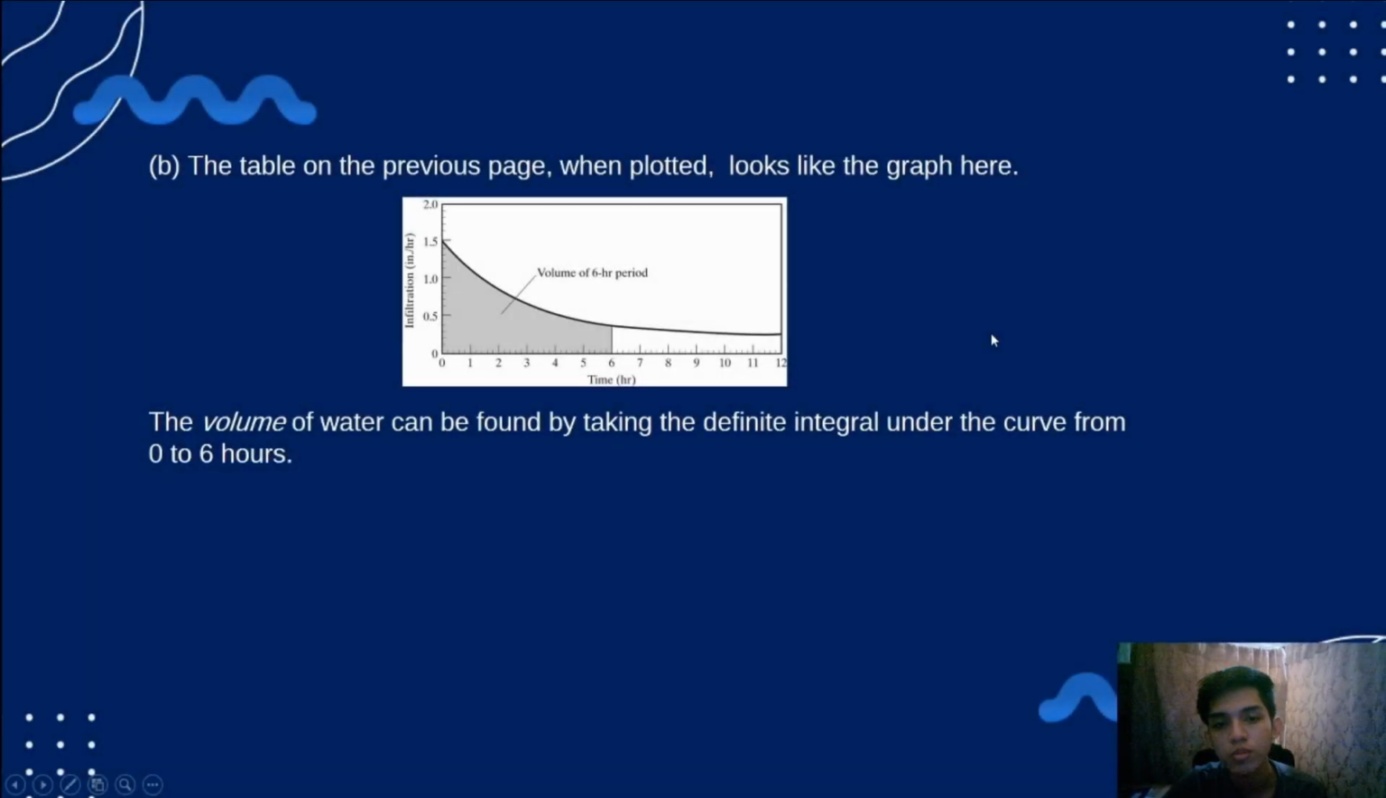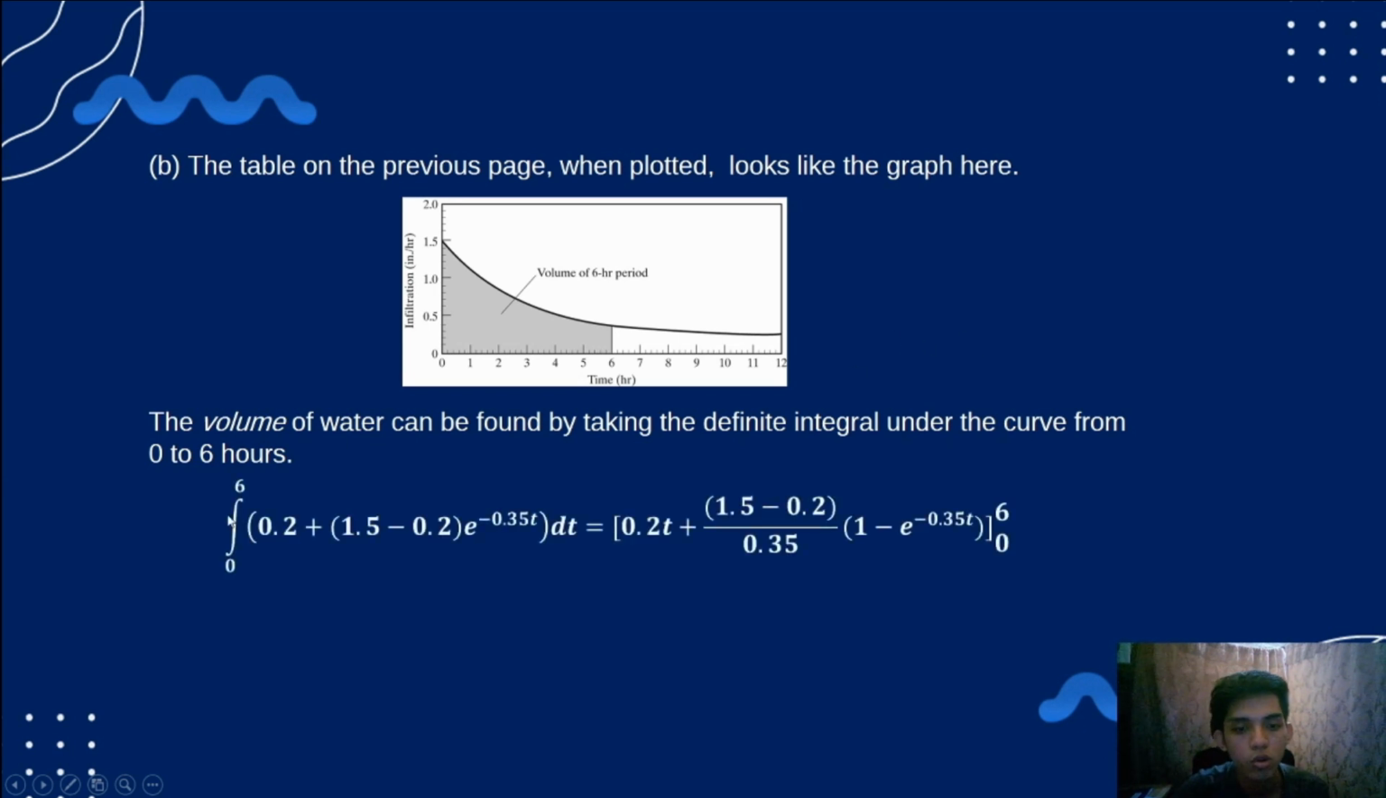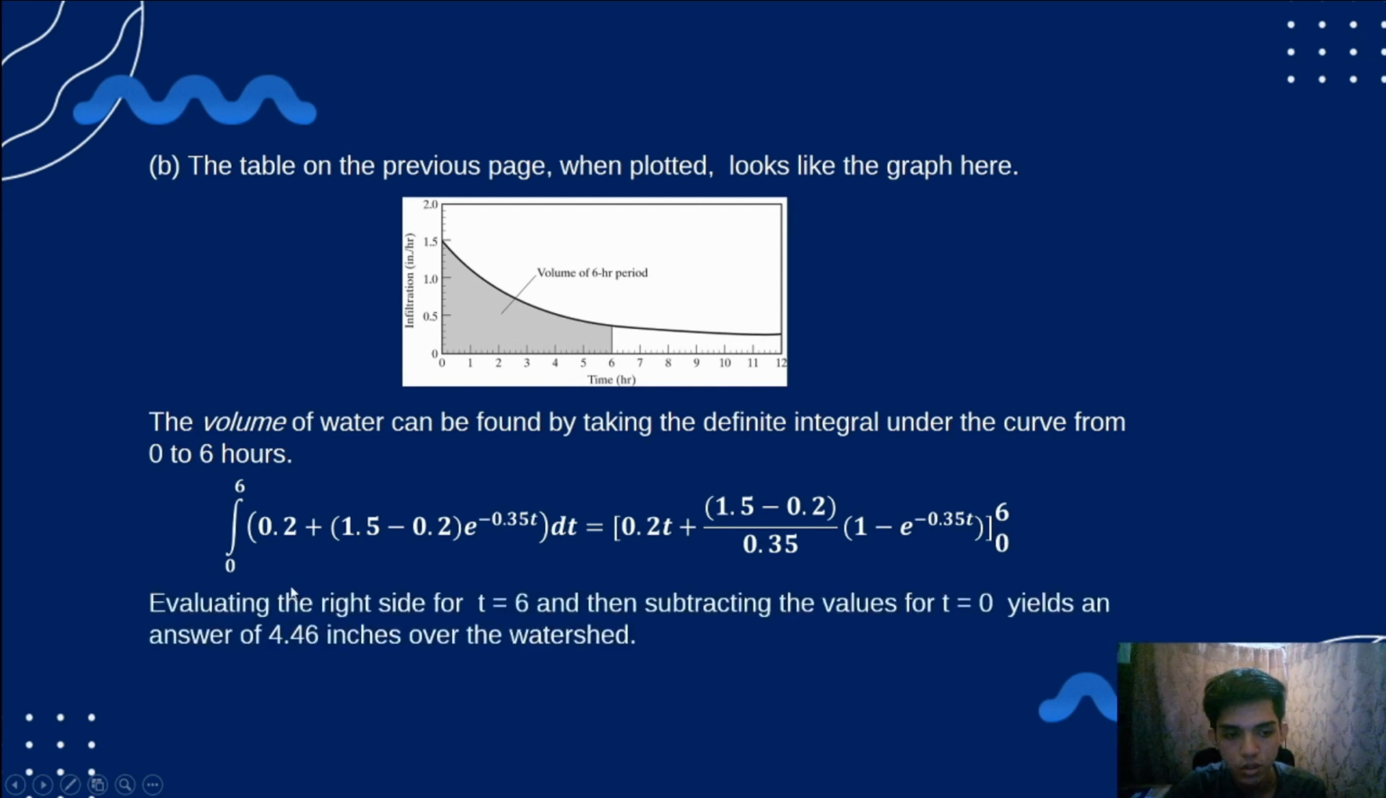The volume of water can be found by taking the definite integral under the curve from 0 to 6 hours, which we did earlier, where we get the definite integral of the first equation of the Horton model, and we have the second equation when we integrate it, having the upper limit 6 and the lower limit 0. Evaluating the right side for t equal to 6, and then subtracting the values for t equal to 0, yields an answer of 4.46 inches over the watershed. And that's all for Horton's equation. Thank you.